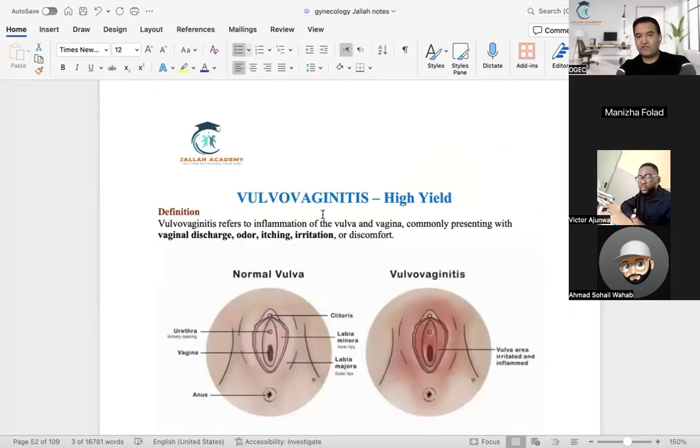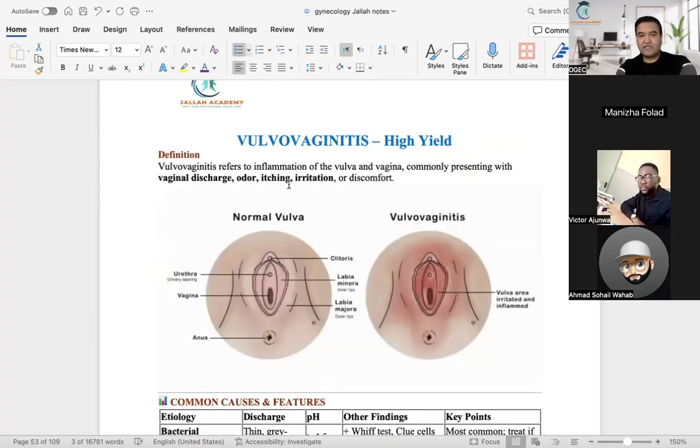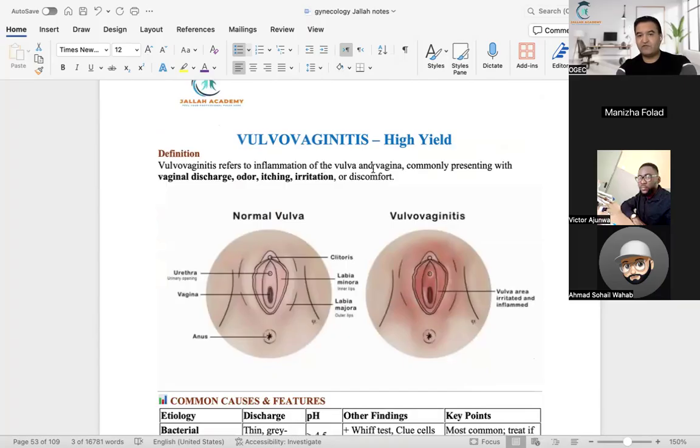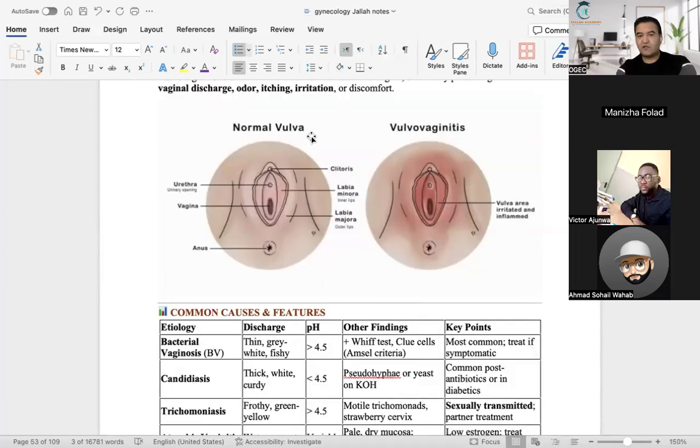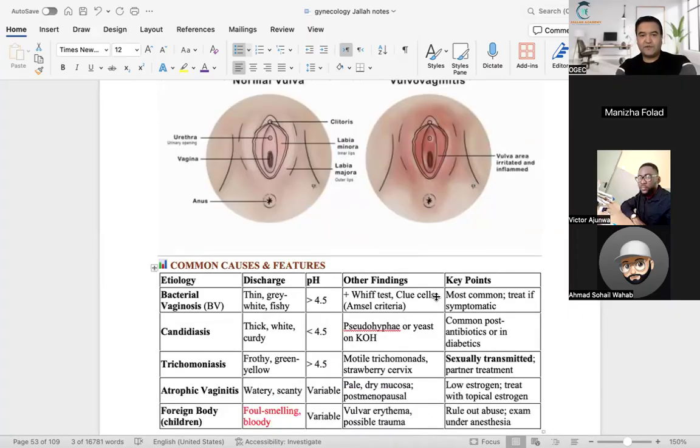So vulvovaginitis, again, another high-yield topic. Vulvovaginitis refers to inflammation of the vulva and vagina, commonly presenting with vaginal discharge, odor, itching, and irritation or discomfort. This is normal vulva and vulvovaginitis. This is how it looks when it is irritated and inflamed. Obviously, it will be reddish, swollen, and painful.